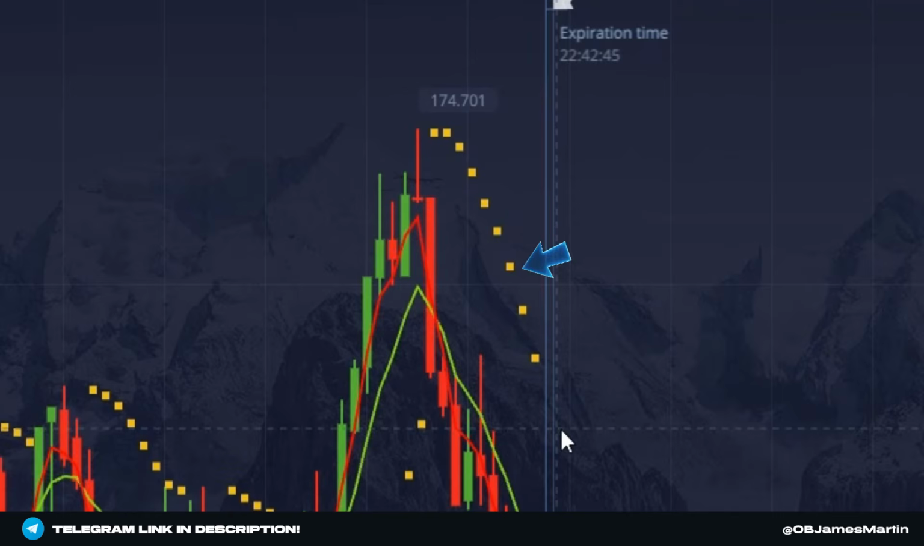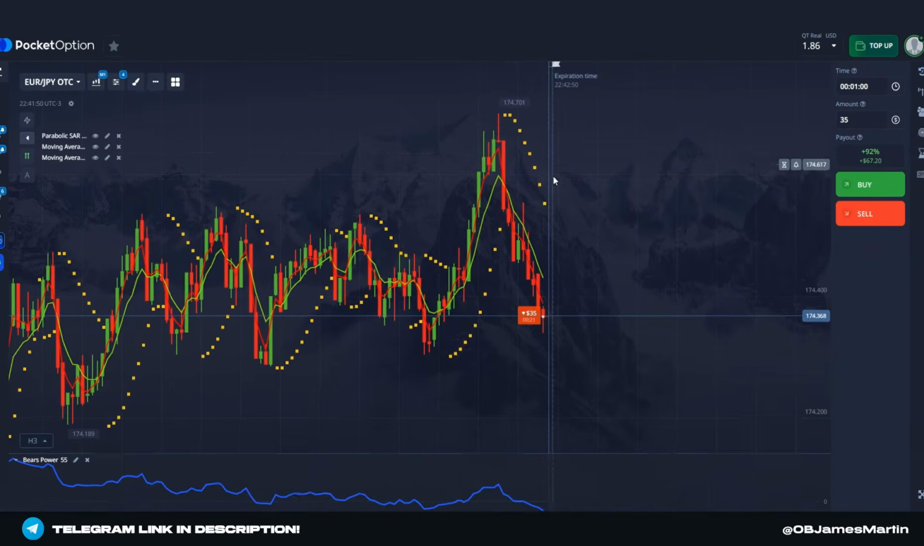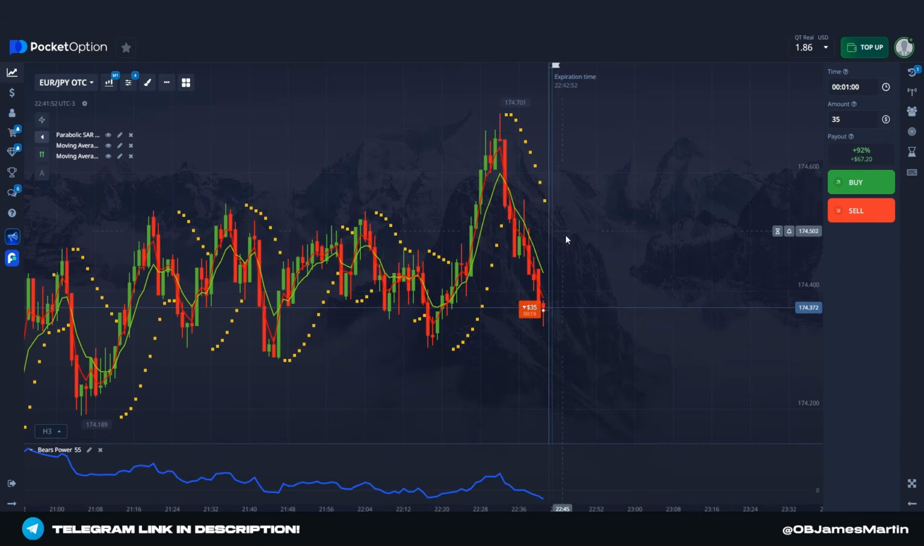And I will tell you what role the yellow parabolic SAR plays. But right now, okay, you just need to follow that. When you have more than 5 or 6 points, that's good for us. And the newer signal is the strongest. All right, and that's the two parabolic SARs.